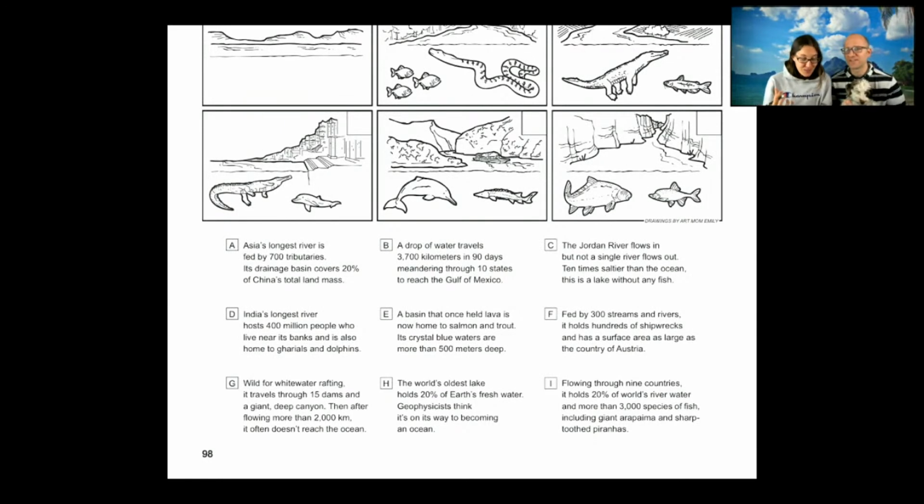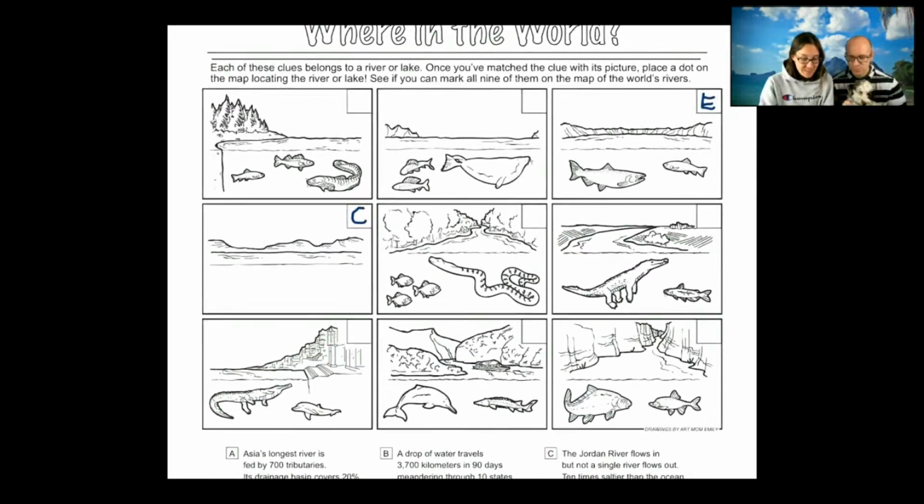I'll get this next one. Can you get the third one? Yeah. The world's oldest lake holds 20% of Earth's fresh water. Geophysicists think it's on its way to becoming an ocean. Wow. Okay. I happen to know the answer, but only because you already said it, that Lake Baikal had 20% of the world's surface freshwater. That's right. But which picture is it? Can you pick a picture? Oh, well, that's a little bit harder. Well, it's on its way to becoming an ocean. So I bet it's that one up there. It is this one right here.